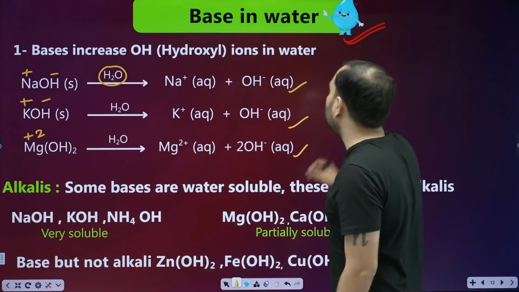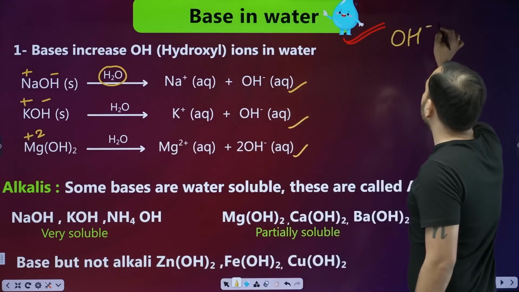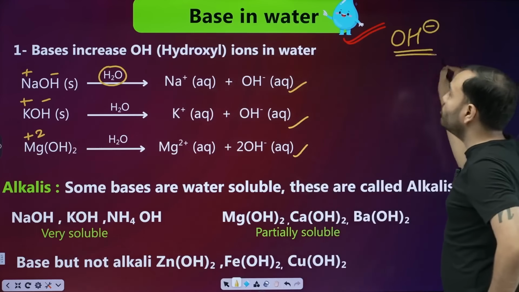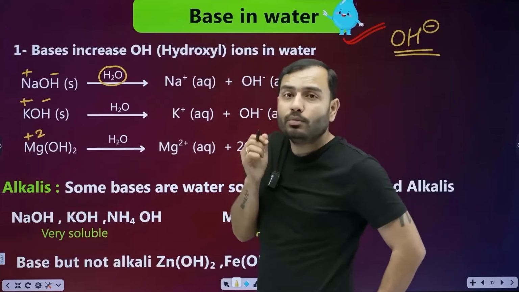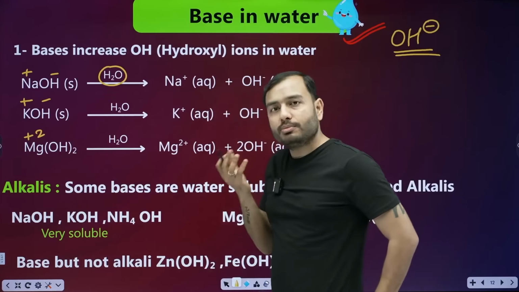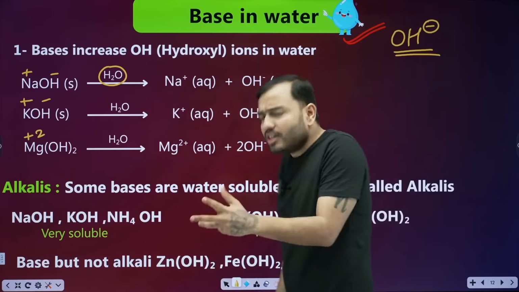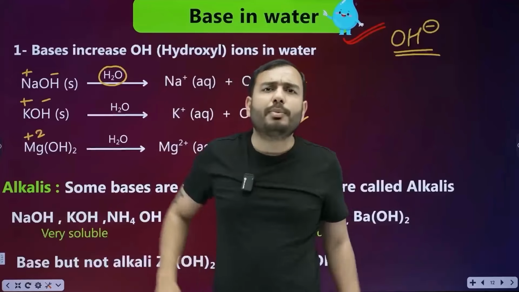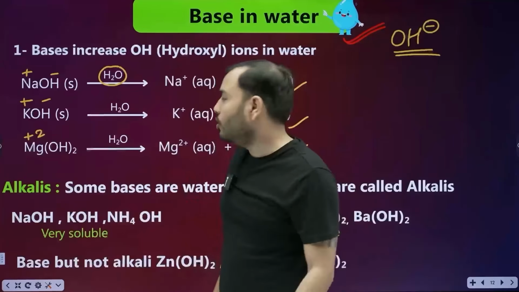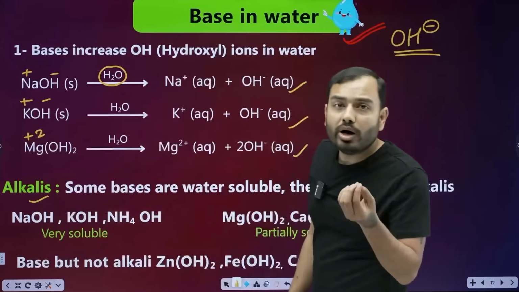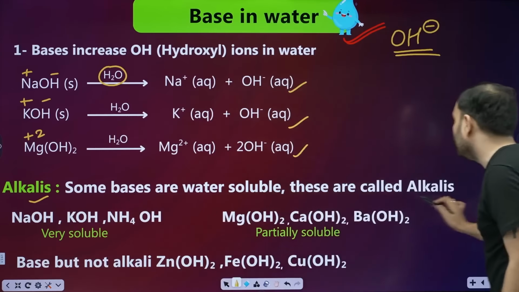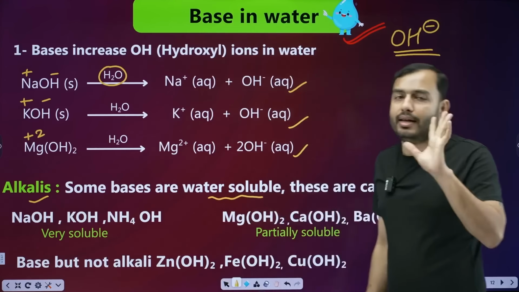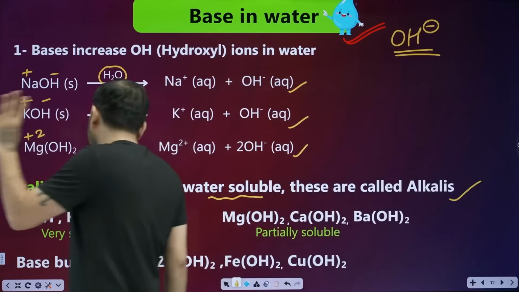In short, upon going into water, what ions do bases give? OH minus ions. What is it called? Hydroxyl ion, OH minus. So bases give OH minus. Now listen, there is a special type of base which completely dissolves in water. We call it alkali. Some bases are water soluble. These are called alkalis. There are 3 alkalis that you must remember.